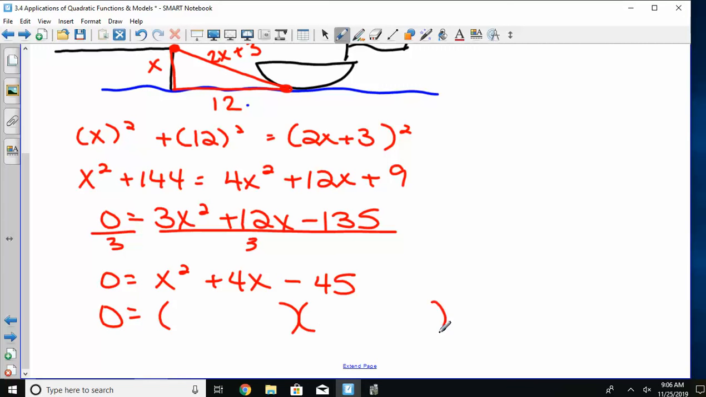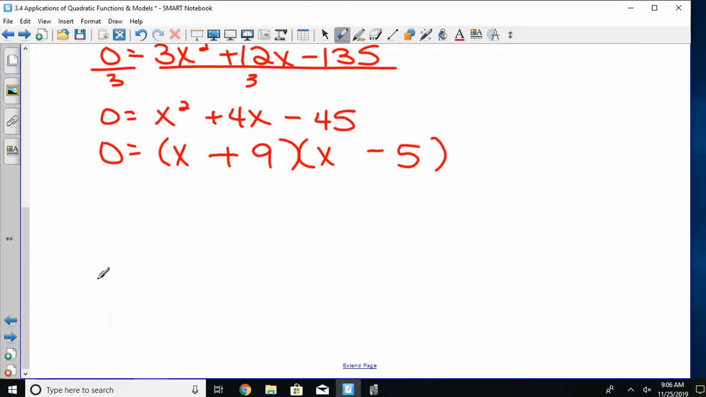Factor, because it's a 1x squared, we can do the shortcut. Multiply negative 45, add to positive 4. Negative 5. Set those equal to 0. You get a negative 9 and a positive 5. Are both of those options?